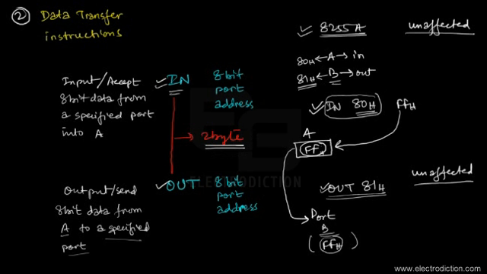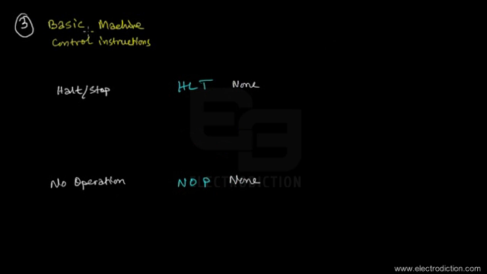Alright, so now let's move on to the last part of this tutorial. Here we are. This contains two basic machine control instructions. One is the halt or stop, whose mnemonic or opcode is HLT, and the other is NOP, meaning no operation.